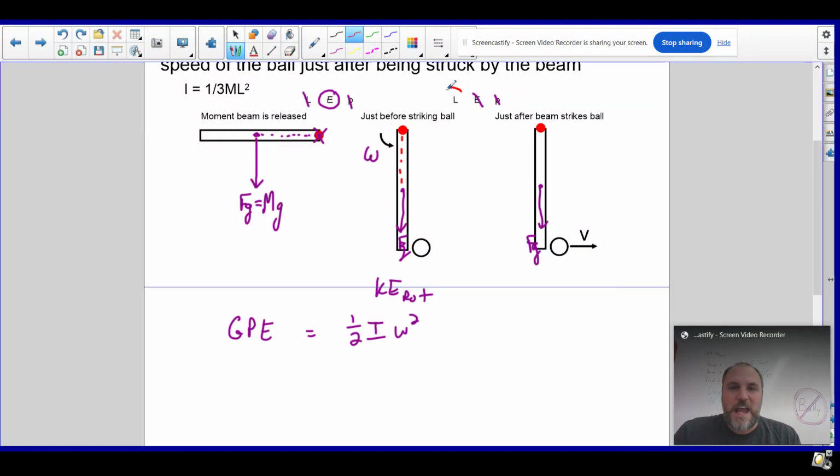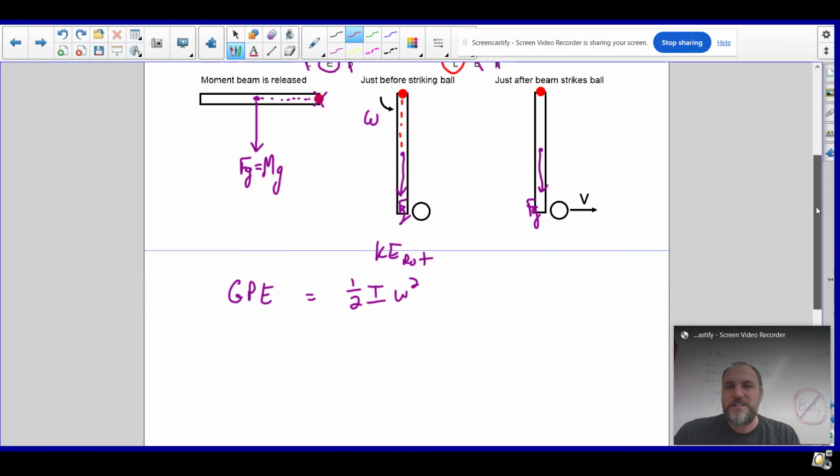So we can use angular momentum during the collision, right? There is a force that slows down the beam, and that's going to cause a torque that slows it down. But there's also a force from the beam that causes the ball to speed up. And the good thing is that's an internal third law pair. The force of the beam on the ball and the force of the ball on the beam are equal and opposite. So I'd expect angular momentum to be conserved in this transition, but angular momentum is not conserved as the beam falls because the force of gravity is causing a torque.